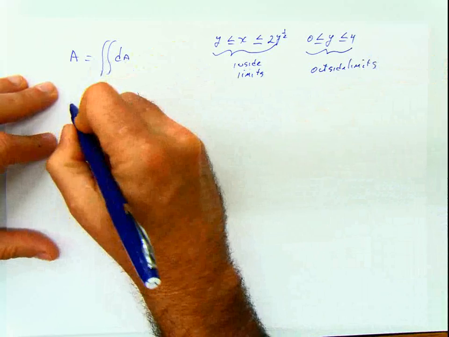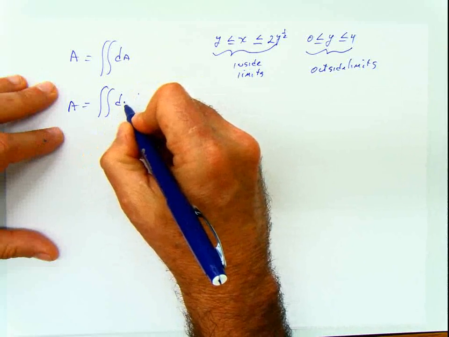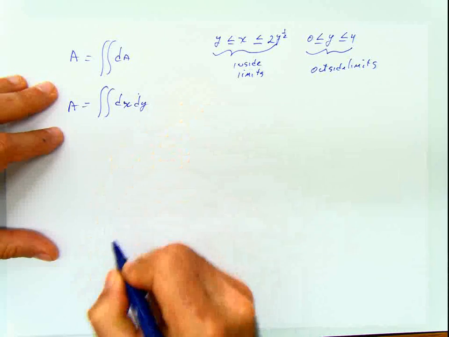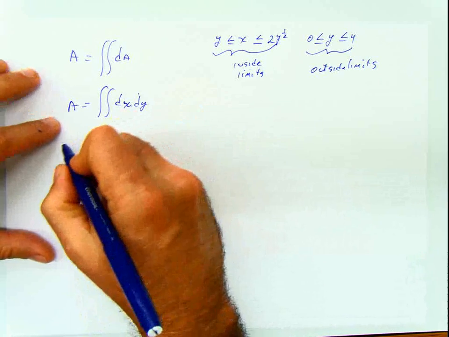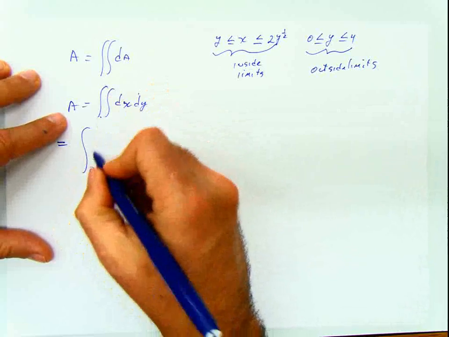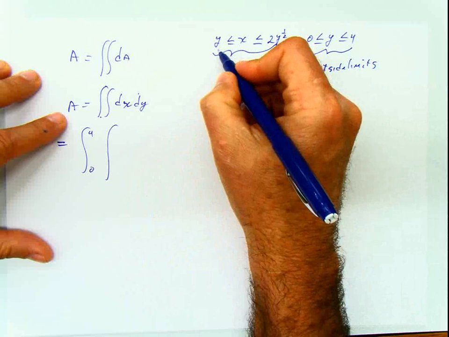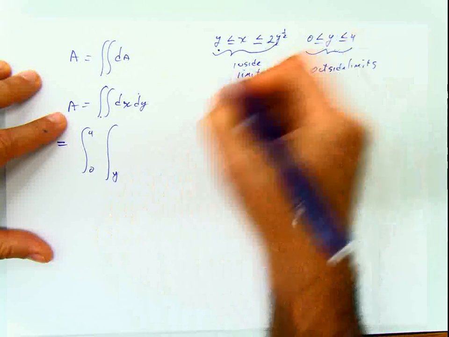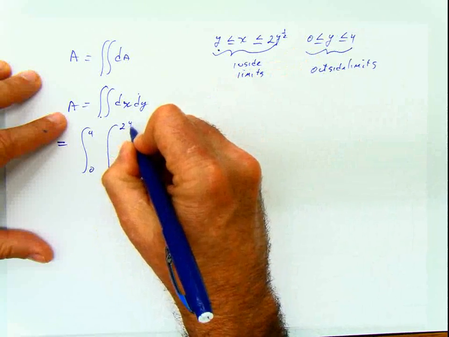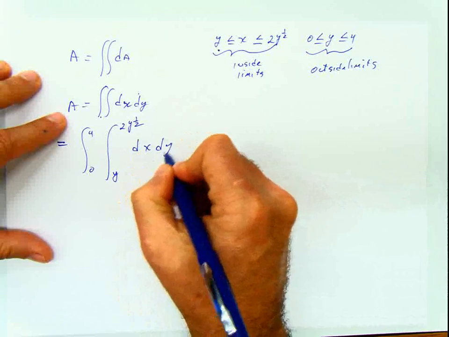So when I do that, my area is going to be the double integral of dx dy, or it's going to be from 0 to 4, and y to 2y to the 1/2 of dx dy.